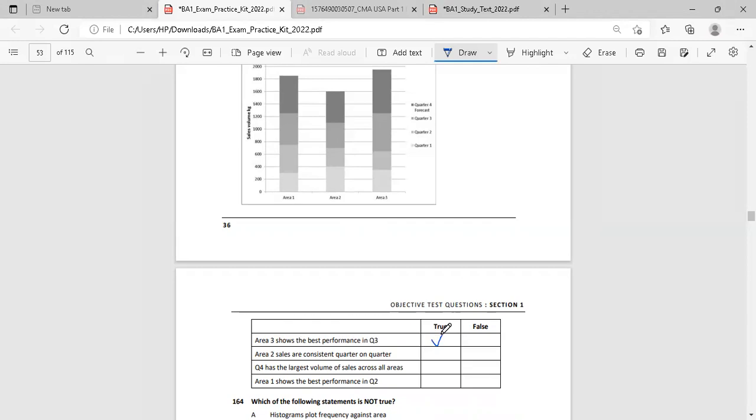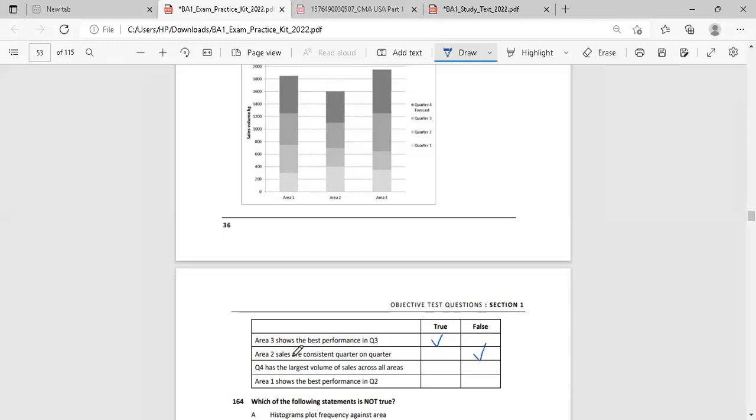Area 2 sales are consistent quarter on quarter. No, false. Every rectangle should be equal, but here this part of it is a little smaller. So the second quarter is a little smaller than the others. And quarter 4 is also a little longer. So we cannot say that this is consistent quarter on quarter. So this goes false.